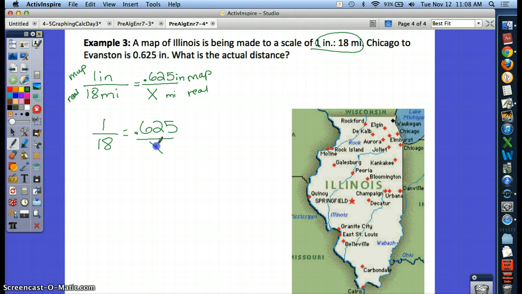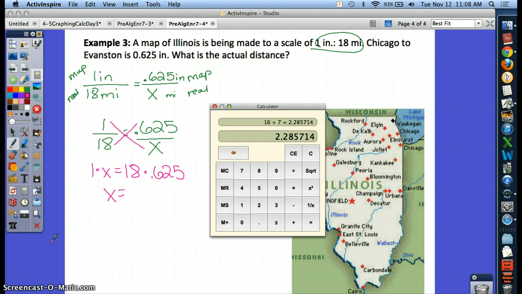So go ahead and cross multiply to solve this. 1 times x equals 18 times 0.625. So that means x equals, let's use our calculator for this one, 18 times 0.625, or 625 thousandths. We got 11 and 1/4, or 11.25 miles.